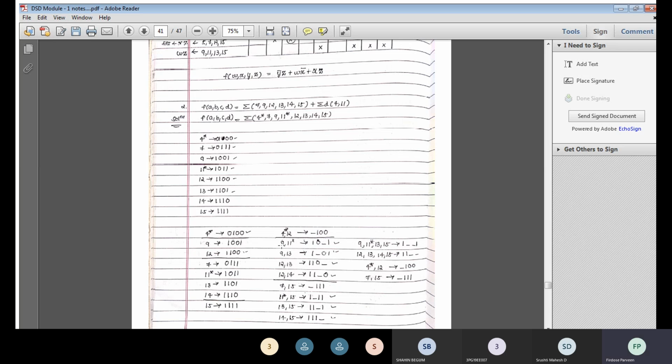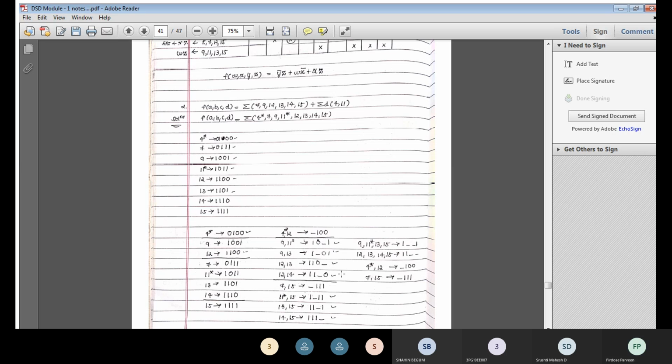Next I'll go for 9, 11. For 9, 11, the dash is at the third position. So 9, 11, 13, 15, I'll write it as 1 dash dash 1. In the same way, 9, 13 and 11, 15 is also the same thing. When you compare it, put a tick mark over there. So put a tick mark over there.